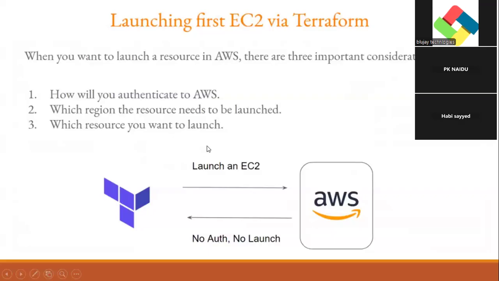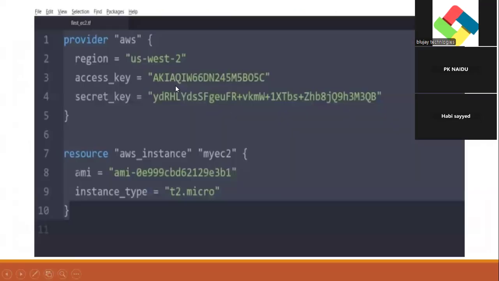Third, which resources need to be launched? A resource is nothing but a service: EC2, S3, VPC, RDS, Route 53. So for the provider, you set provider equal to AWS, Azure, or GCP, then the region you want to launch in, the access key and secret key, and the resources. You may want to launch IAM, S3, VPC, or EC2. A resource is nothing but a service.